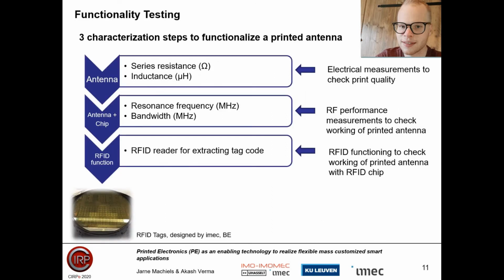To characterize the printed antennas, 3 steps are performed. Firstly, the printed antennas are characterized by basic electrical measurements to check the print quality. In the next step, RF performance measurements are performed to check the functionality of the printed antenna. And finally, the RFID functioning is tested by trying to extract the integrated text code. Now I give the word to Akash to present the results of the aerosol jet printed antennas.